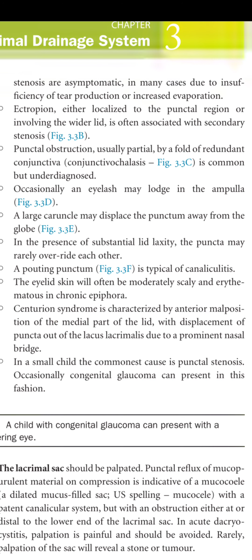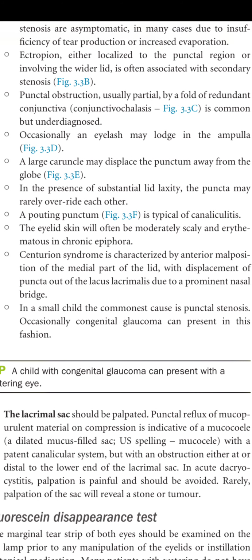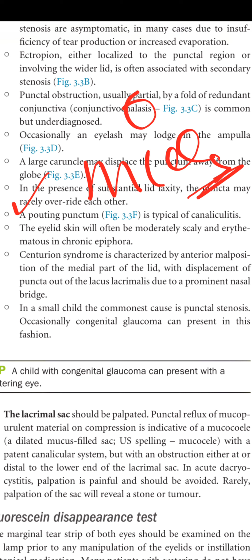Occasionally, an eyelash may lodge in the ampulla. A large caruncle may displace the puncta away from the globe. In the presence of substantial lid laxity, the puncta may rarely override each other. A pouting puncta is typical of canaliculitis. It is very common from an MCQ point of view. If a puncta is pouting, it means that it is having a canaliculitis.